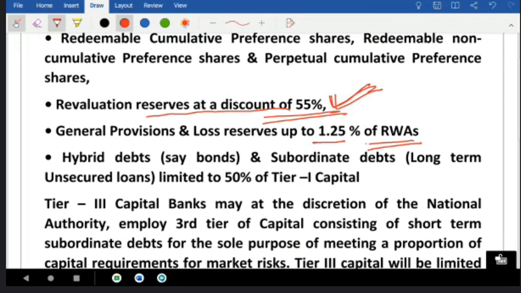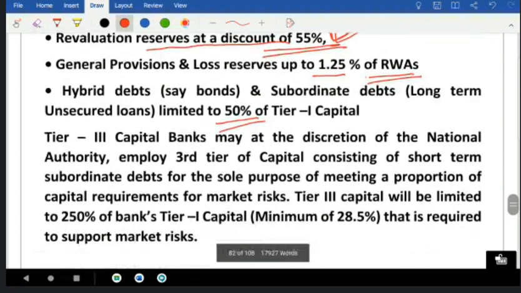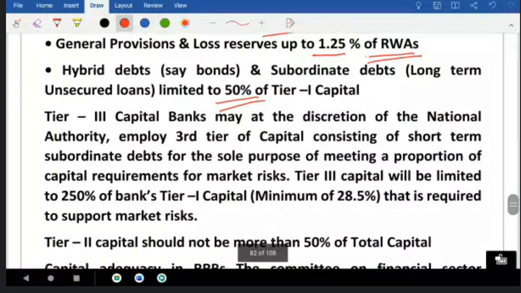Hybrid debt, bonds and subordinated debt, long-term unsecured loan, limit up to 50% of tier 1 capital. So you can just have a glance and remember this, because many questions are framed out of this. Okay, so questions can be framed out of this.